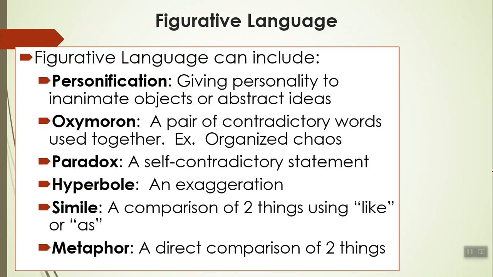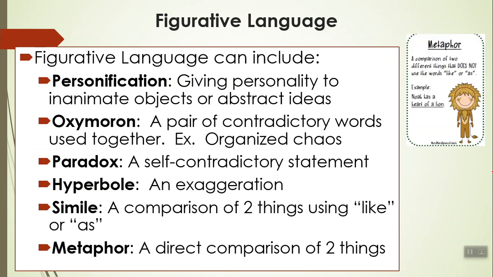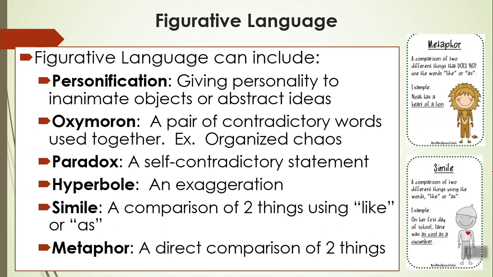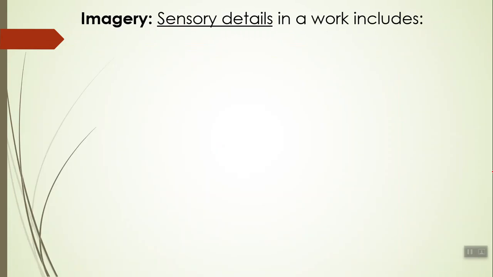Simile is a comparison of two things using like or as, and metaphor is a direct comparison. So metaphor: Noah is a lion, or Noah has the heart of a lion. Simile: on her first day of school, Jane was as cool as a cucumber. That's the difference there. And a lot of these, again, we'll talk about in more depth when we get to poetry. But I'd like you to know the terms even for short fiction, because sometimes we do see these techniques used in our stories.